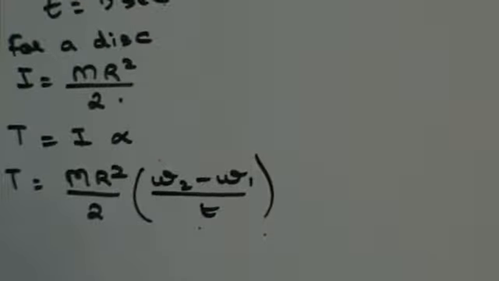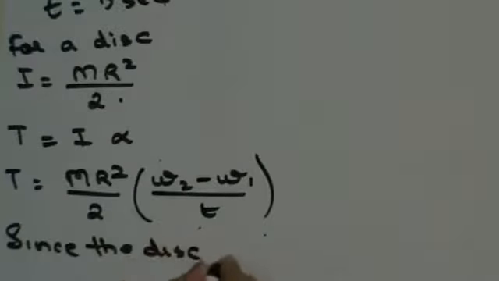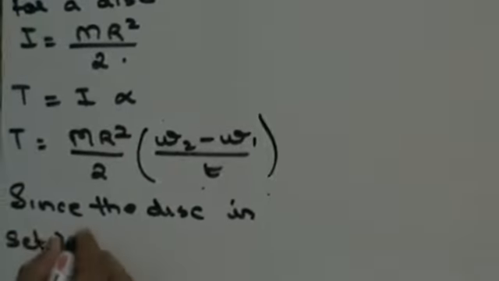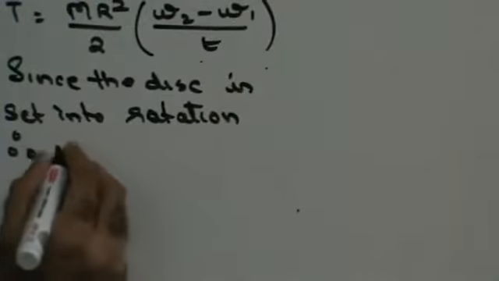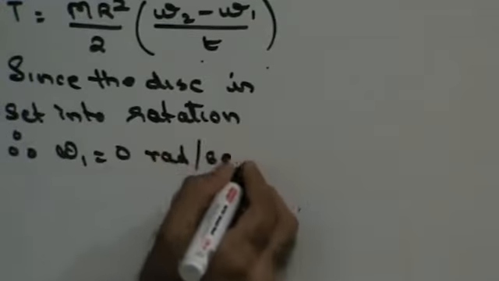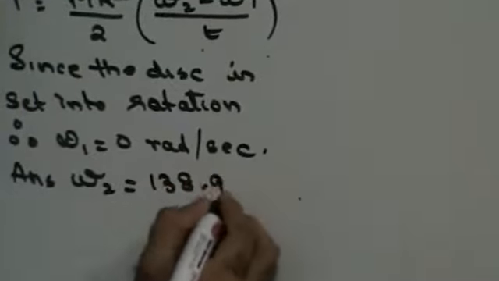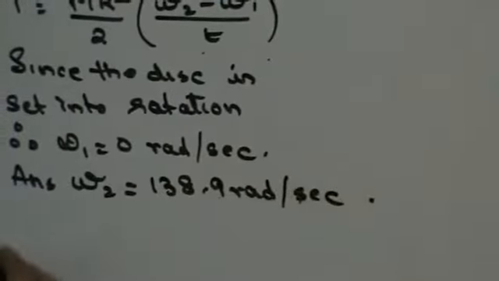They are saying that a circular disk is set into rotation. I can say since the disk is set into rotation, therefore omega 1 should be 0 radians per second. So I know omega 1, m and r I know, t I know, omega 2 is the only unknown. You should be able to get the answer for this. Answer, omega 2 should be 138.9 radians per second. Next, take down next one please.